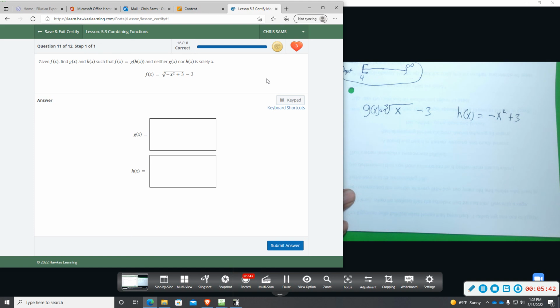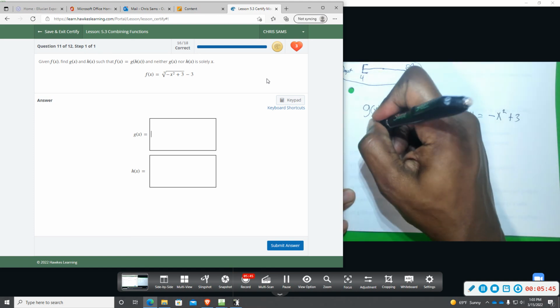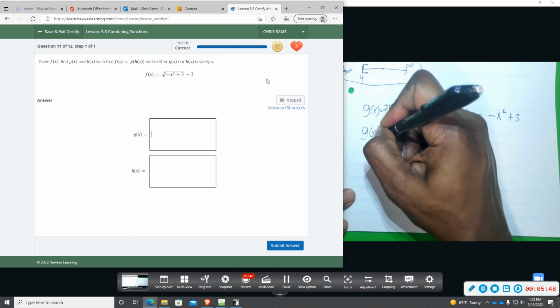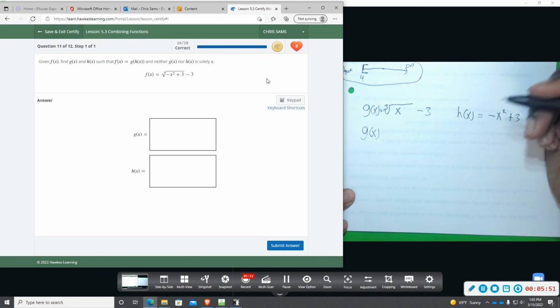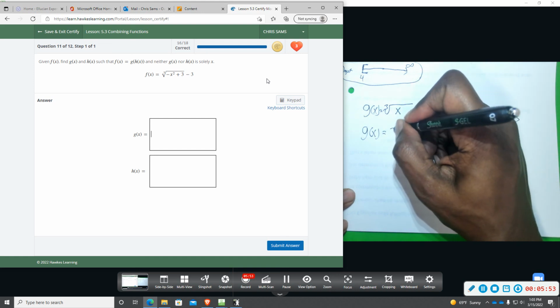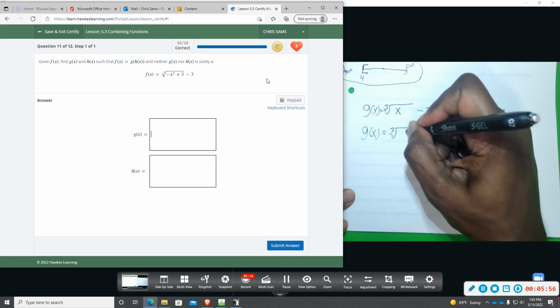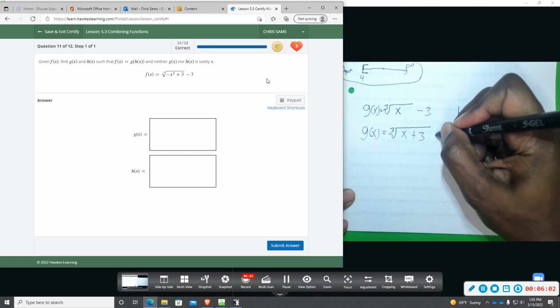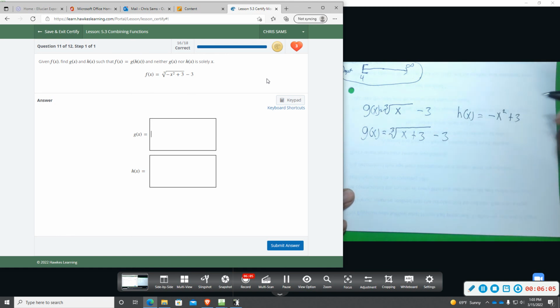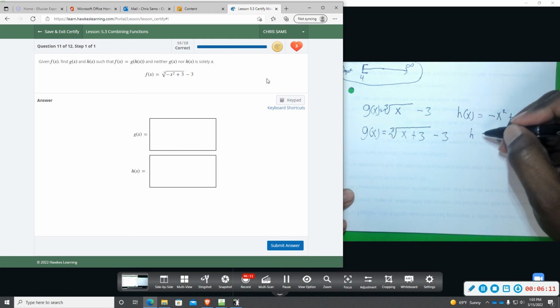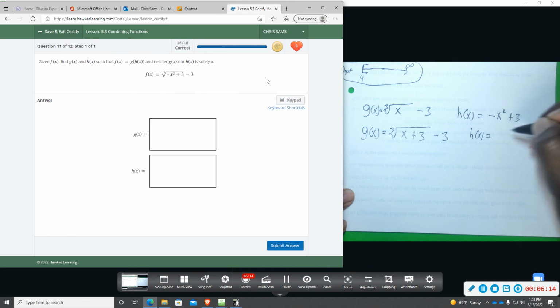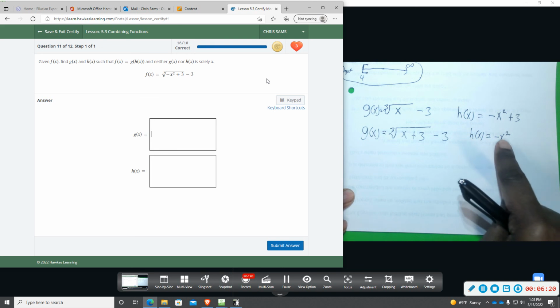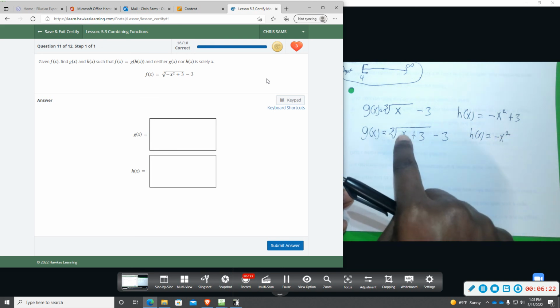We could also say that g of x, and it just takes time, like practicing with these, and you'll begin to see it a little bit later. We can also say that this is the cube root of just x plus 3, minus 3, and we can say that h of x is equal to a negative x squared. So all you have to do is replace x with this, and then you get the original.